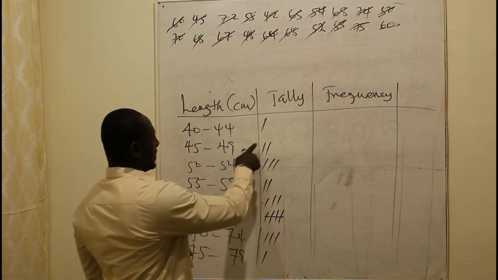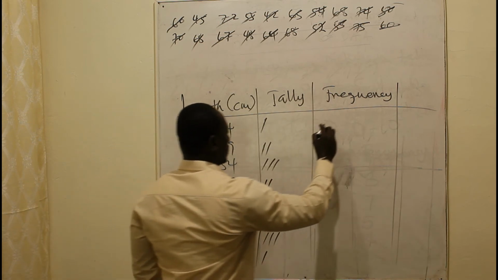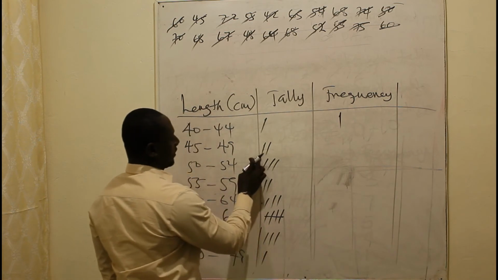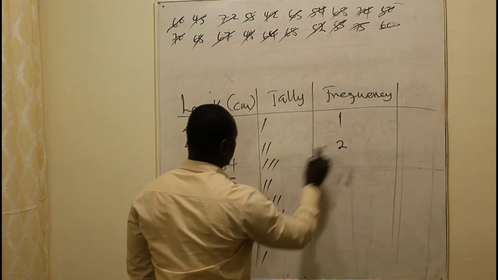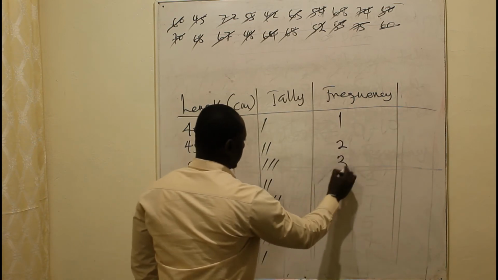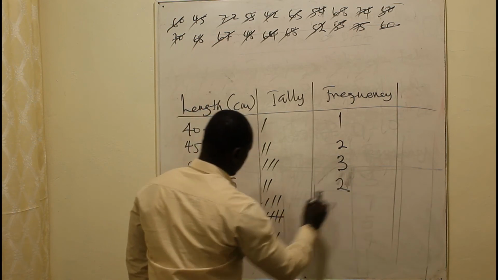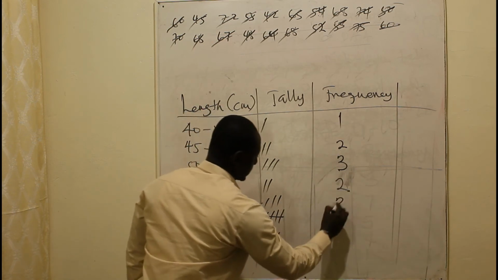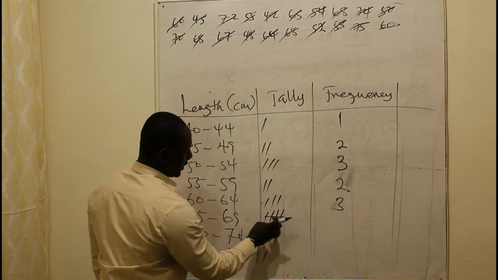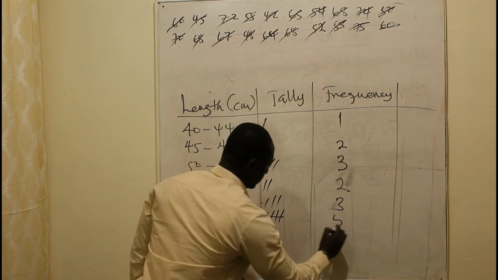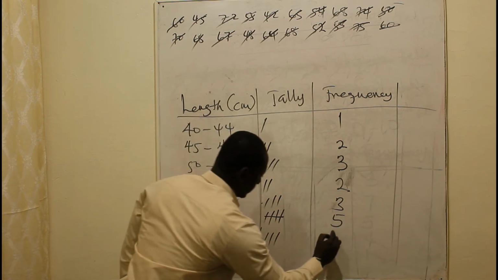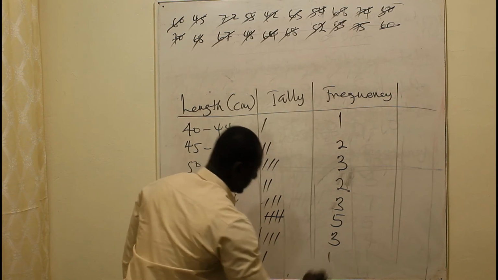So the first frequency we have is just a single stroke, so it means 1. The second we have 1, 2, then 1, 2, 3, then 1, 2, 3, then 1, 2, 3, 4, 5, then 1, 2, 3, then 1.